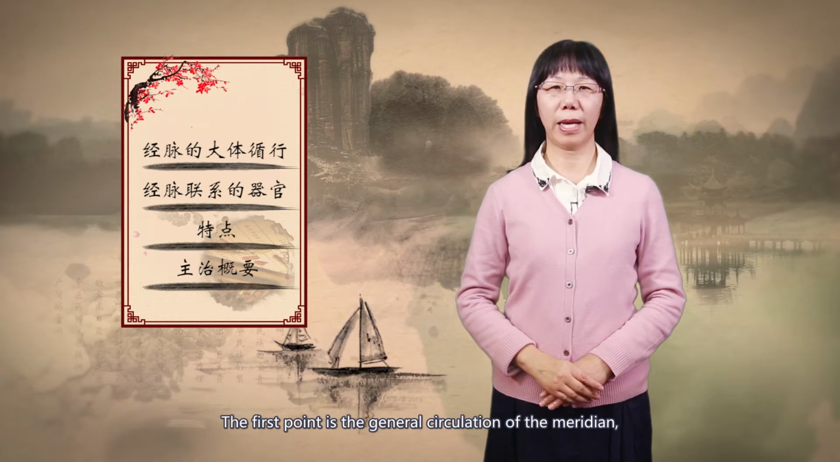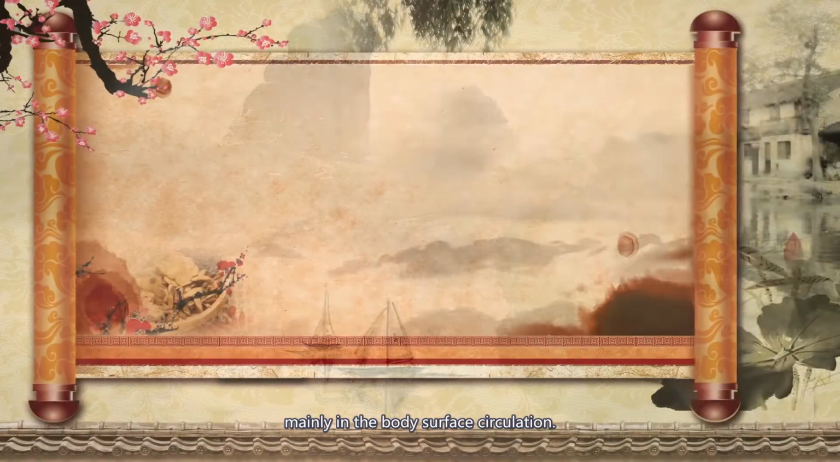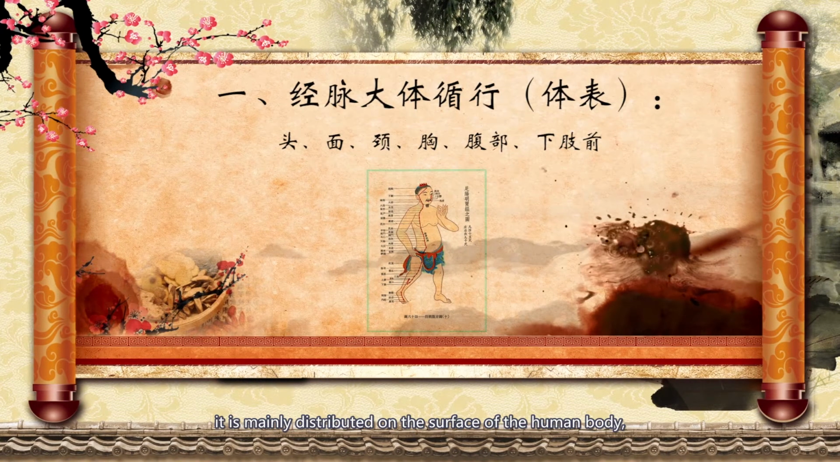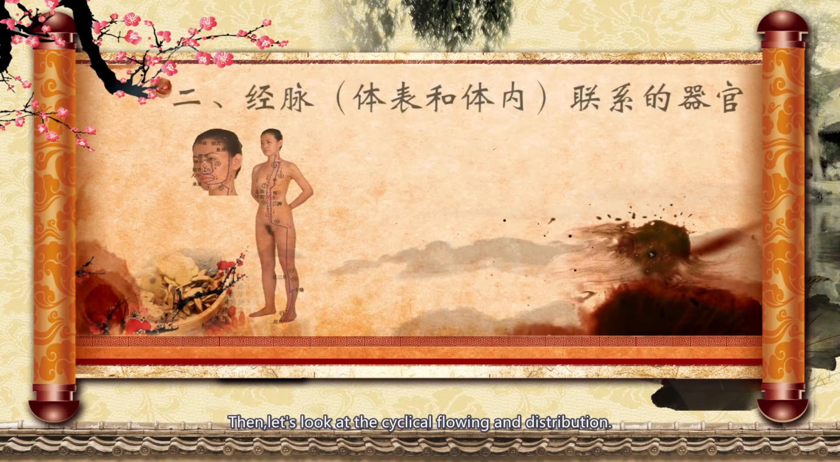The first point is the general circulation of the meridian, mainly in the body surface circulation. It is mainly distributed on the surface of the human body, in front of the head, face, neck, chest, abdomen, and the lower limbs. Then let's look at the cyclical flowing and distribution.